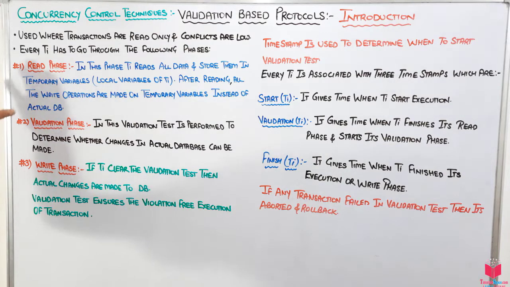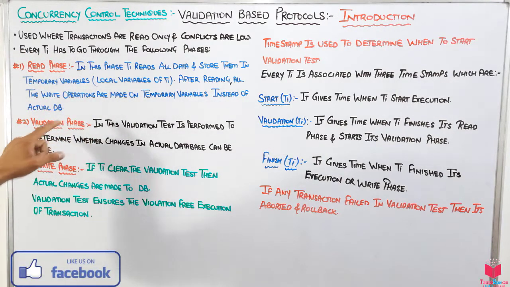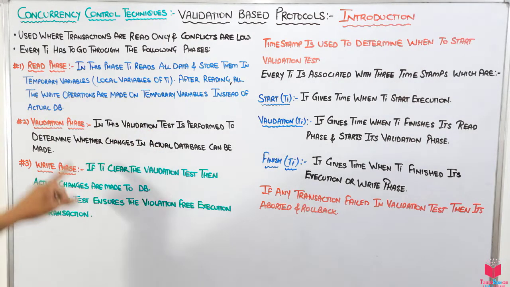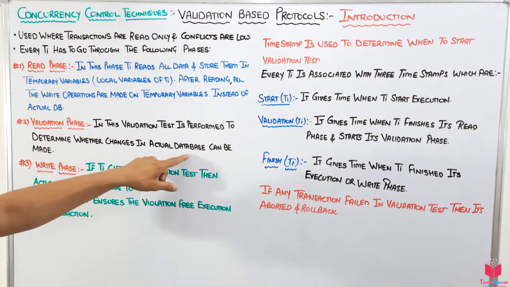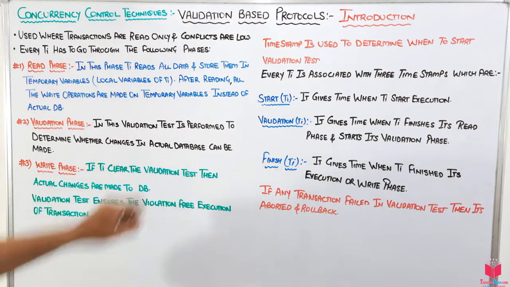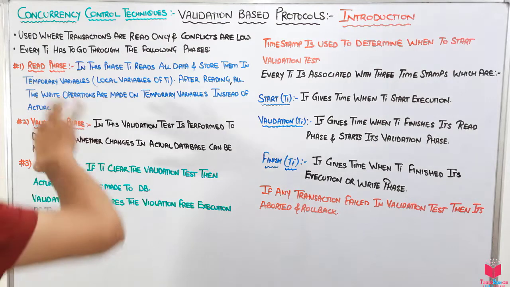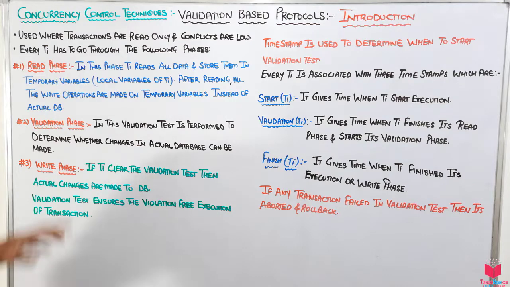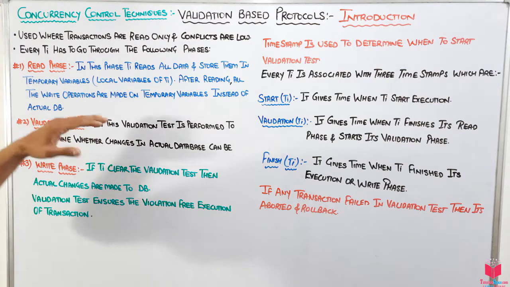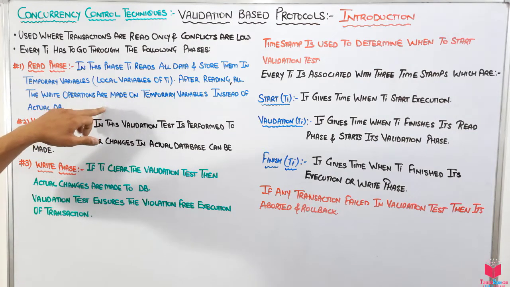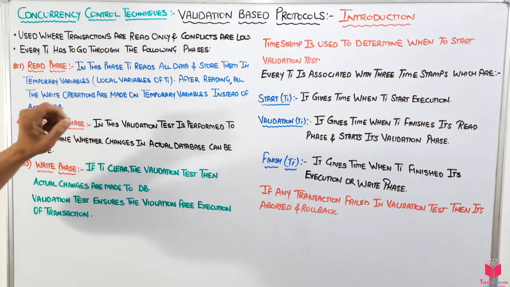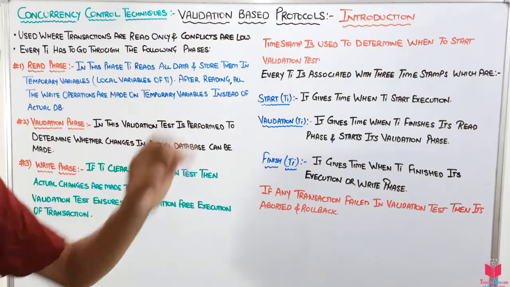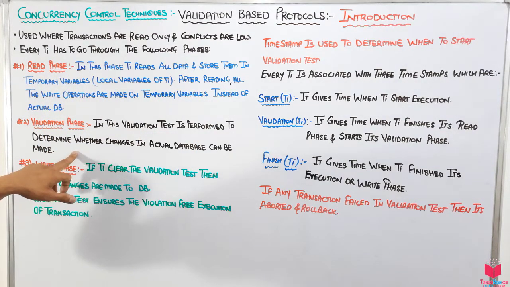Then after doing all the write operations, we go for the validation phase, which is the second phase. In this validation, a test is performed to determine whether changes in the actual database can be made or not. After doing all the read and write operations, we check whether the changes in the actual database can be performed or not. That means it validates whether the changes done by the write operations are okay, or are in a consistent state or not. So we will do the validation test here.